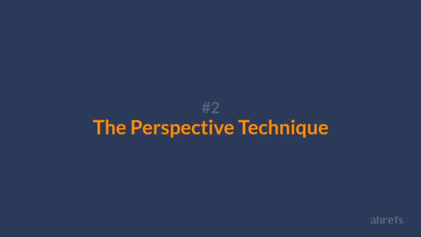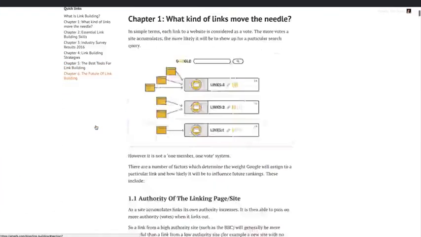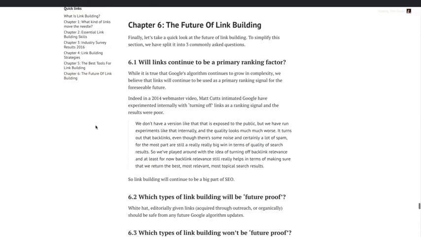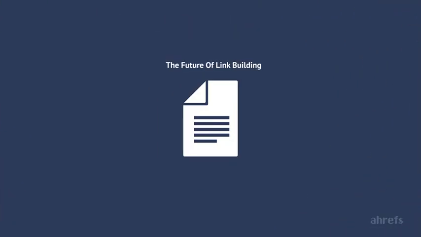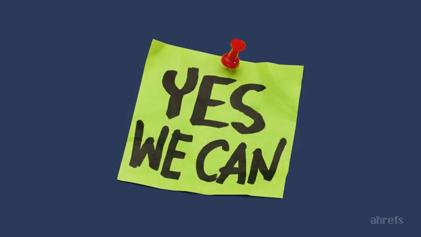Number 2, the perspective technique. Let's say we use the splintering technique to turn chapter number 6 of our link building guide into an awesome guest article about the future of link building. Does that mean that we cannot use this same topic again for writing another guest article? Of course we can. All we need to do is change the perspective slightly.